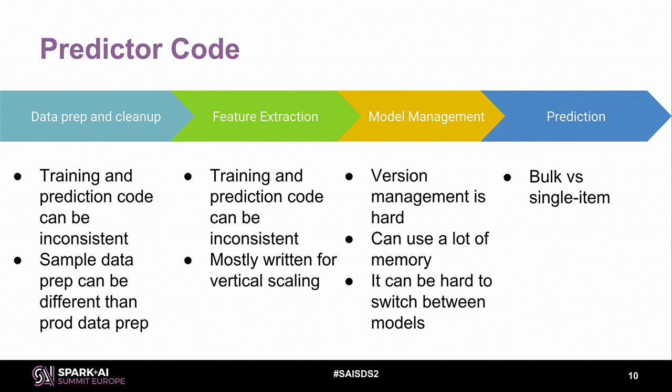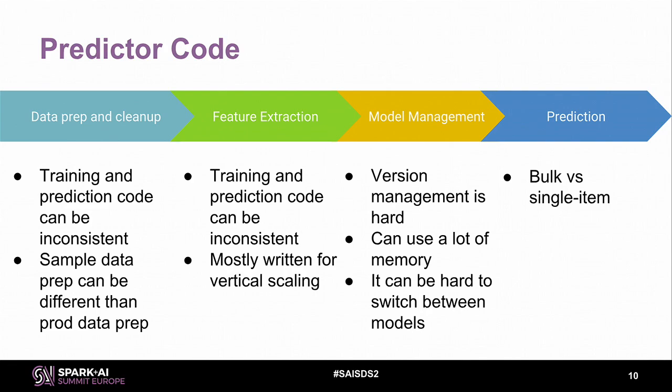Feature extraction has a very similar problem. A really big problem we have with feature extraction is that it's mostly written for vertical scaling, for pandas, scikit-learn, that type of data science model. So a lot of our feature extraction is done with pandas, and translating that over to Spark can be a pain. Spark data frames make it a lot easier, but that is an issue we run into.